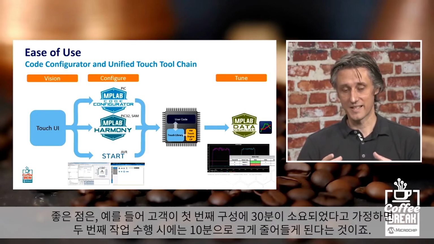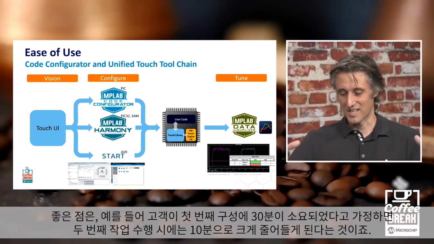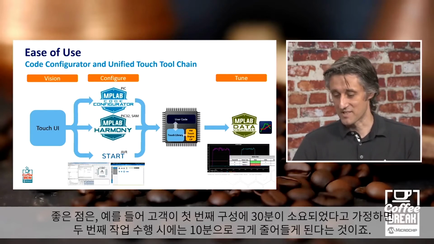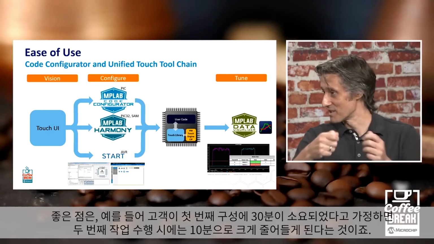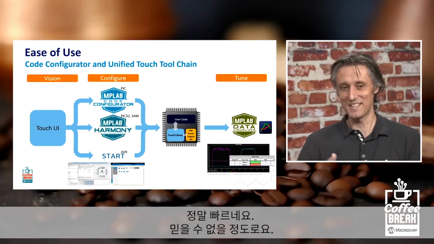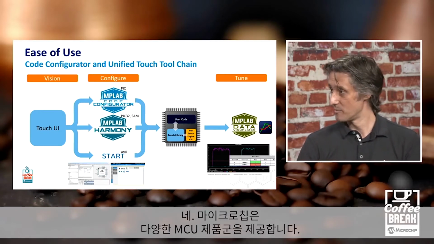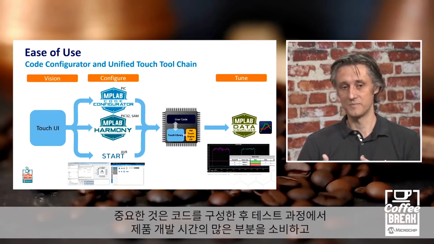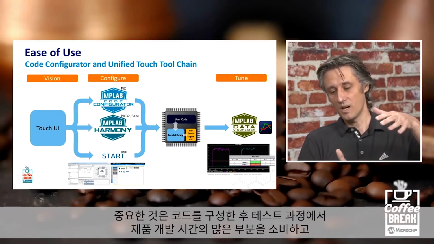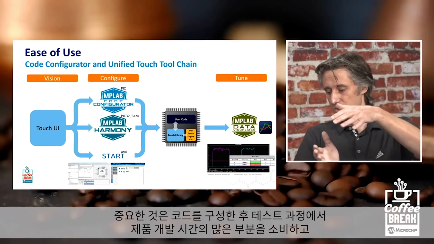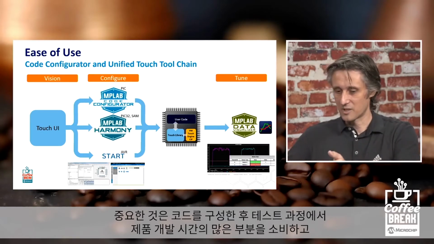The good news is that the configuration takes, if you do this the first time, let's say half an hour. If you do it the second time, in 10 minutes you have that configured. That's incredibly quick. Pretty quick. Then Microchip offers several families of MCUs. The important news is, after you configured your code, you will spend the rest of your product development with testing.